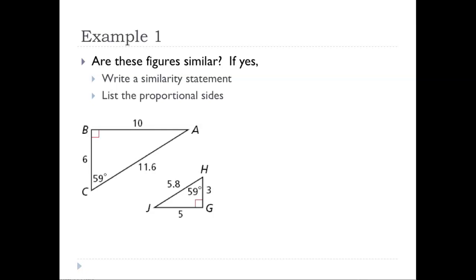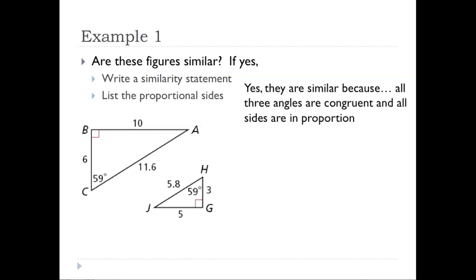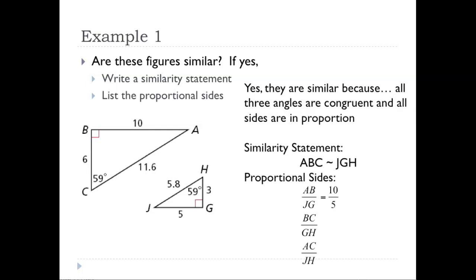So for our similarity statement, we would write ABC is similar to JGH. Now we want to list the proportional sides. So AB with JG, right, 10 to 5, which is 2 to 1. And then BC to GH, and then AC to JH. And in each of these, if we simplify, we get 2 to 1 for our ratio.